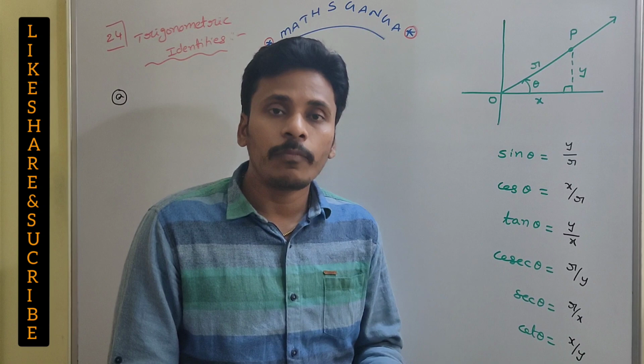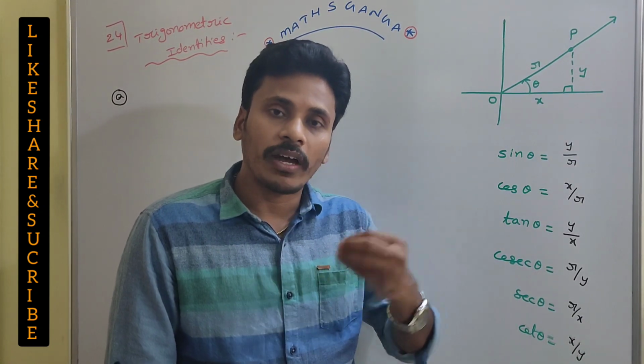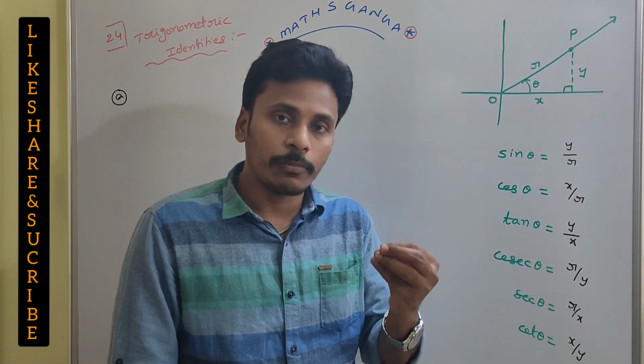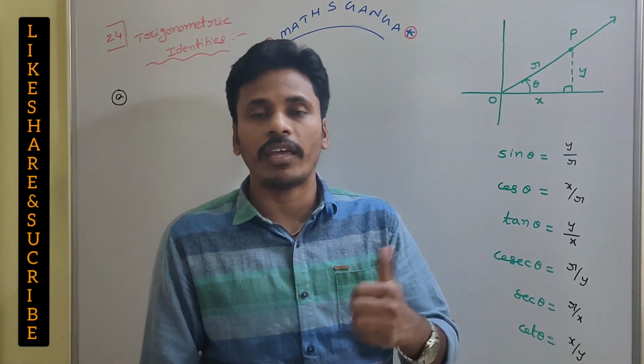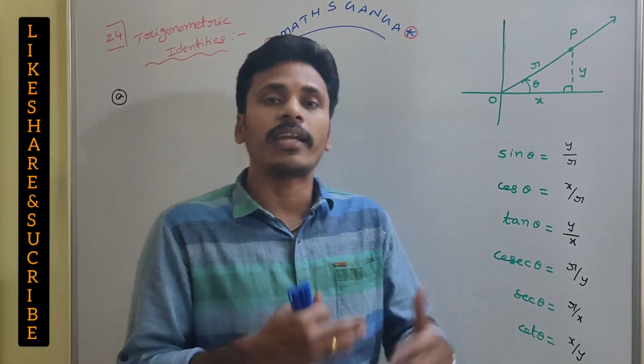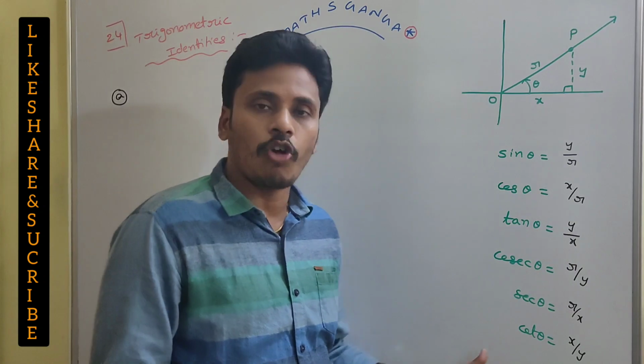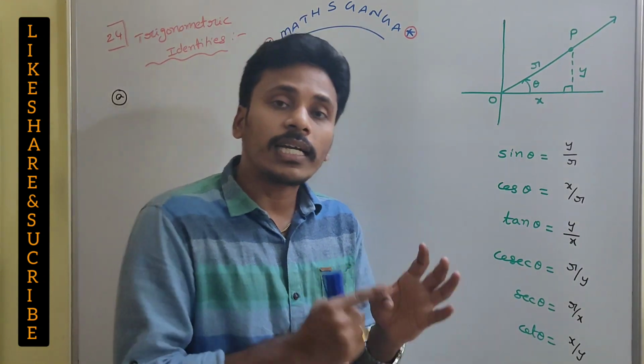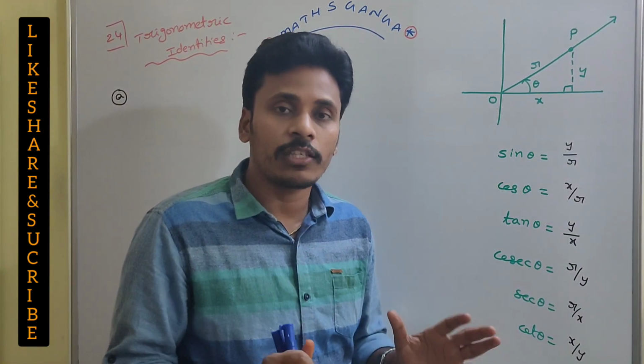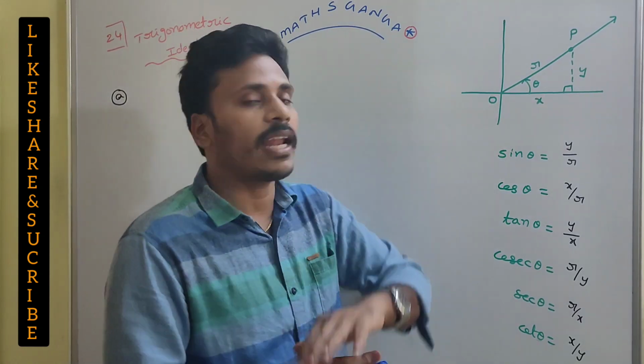For any angle, we need to take a point P on the corresponding terminal ray. With that point P, we will easily identify x, y and r. With that x, y and r, we write these trigonometric ratios. And that x, y and r, in all the cases, for sure form a right angle triangle like this.